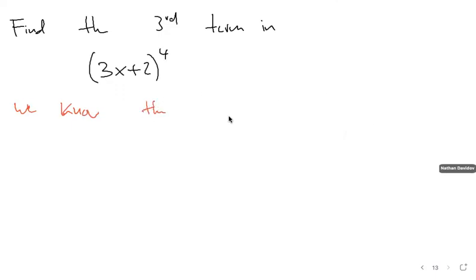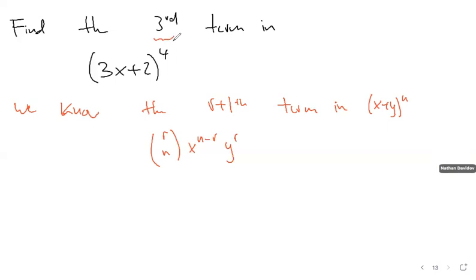the r plus 1 term in x plus y to the n is given by n choose r, x to the n minus r, y to the r. So we're trying to find the third term. And so the third term is, you can think about it as the 2 plus 1th term. So my r here is going to be 2.